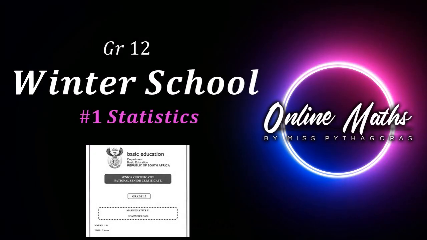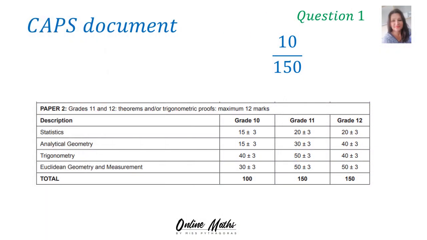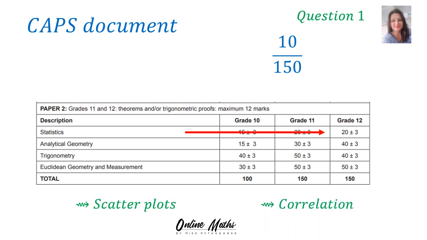Here I will analyze the syllabus, give you strategies and explain using the November 2020 paper 2. Now, Grade 12 stats can indeed help you score well on the exams. This topic mainly deals with scatter plots and correlation. The content is straightforward and once understood, you are well prepared for any question. This question counts 6.7% of the exam.